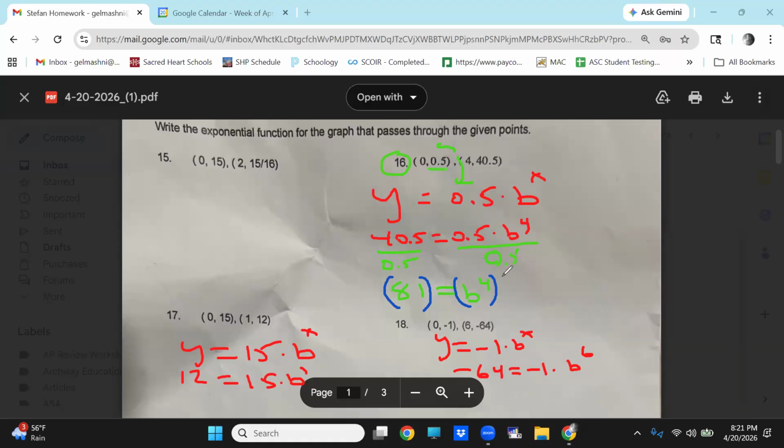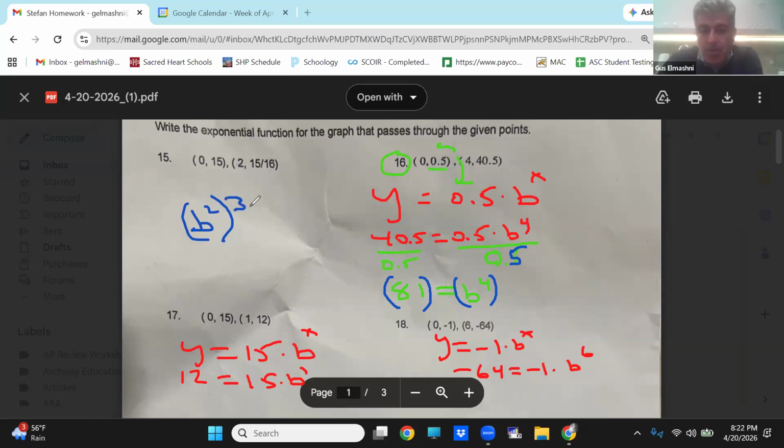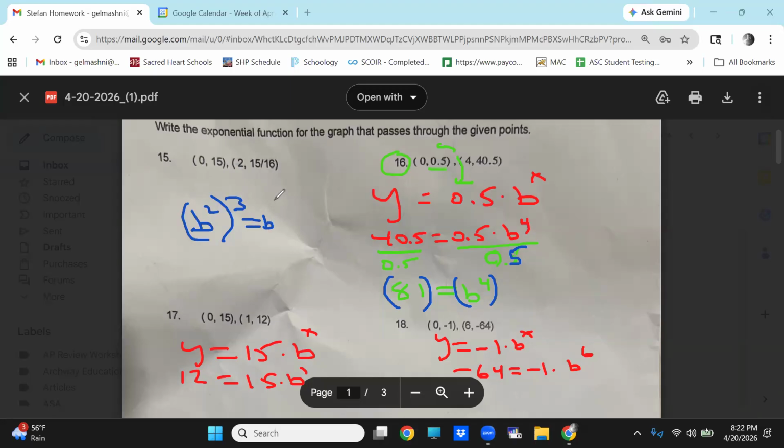Hold on. So I'll raise it to... Well, just think about it. You want it to be 1, right? So what do you multiply to? When you raise a power to a power, I think I know why you're stuck, because you forgot the property. That's okay. When you raise a power to a power, what happens? If you have b squared raised to the third, what does that become?